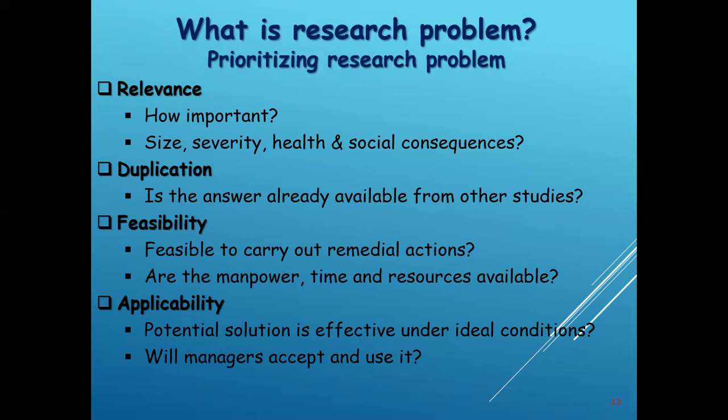Prioritizing research problem: relevance, how important, what's the size, severity, health and social consequences. Duplication: is the answer already available from other studies? So it is possible that in different studies, the answer may be available. If your answer is different from the available answers, you will have to find the cause.